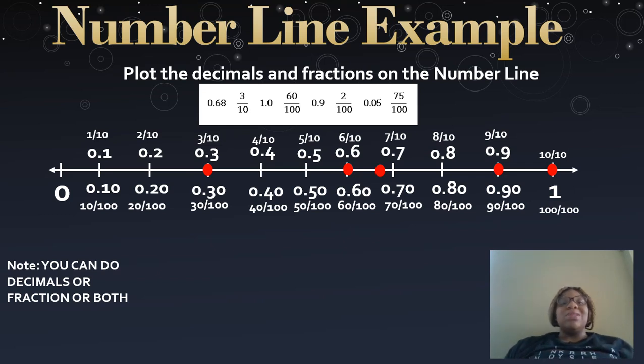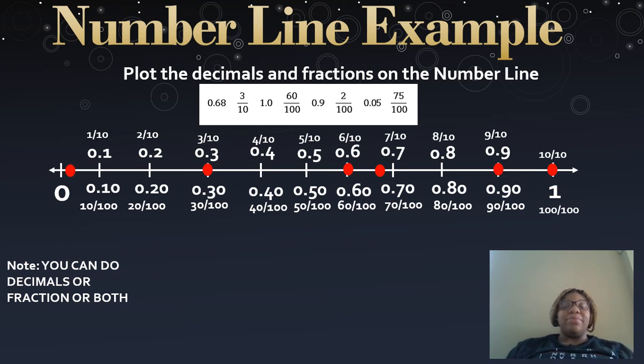2 hundredths. That's harder. I don't see 2 hundredths on my number line. So I'm trying to figure out, where would 2 hundredths go? I know I have 1/10 and 10 hundredths. So that's going to tell me that 2 hundredths is going to go between 0 and 10 hundredths. Is it going to go closer to 0 or is it going to go closer to 10? Closer to 0 or closer to 10? Because it's going to go closer to 0.